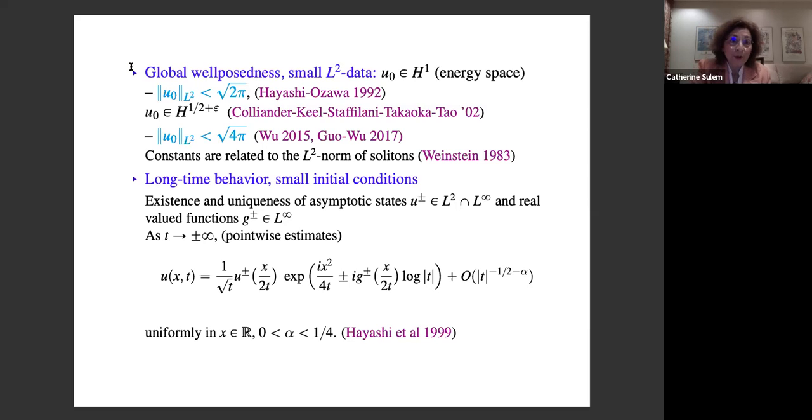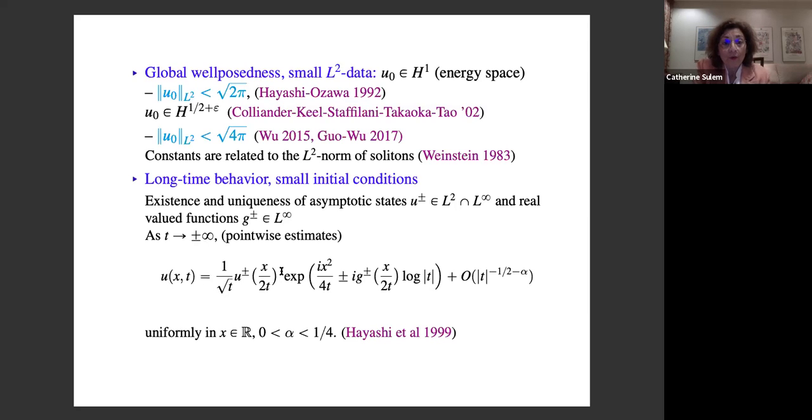Now the next question, once people have global well-posedness, is how does the solution behave for a long time? So this result that I quote by Hayashi and collaborators in '99 assumes small initial condition with quite strong properties of smoothness and decay. And they found that as t goes to plus or minus infinity, they proved a very precise behavior. The solution behaves like 1 over square root of t.